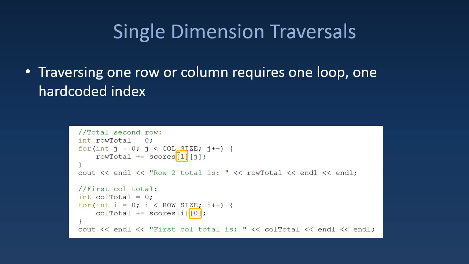If you only care about traversing 1 dimension, so I want to go through and only add up the numbers in the second row, then I'd need to visit every column, from 0 to the number of columns, in the second row. So the row index is always going to be 1. The first row is index 0, second row is index 1. If I want to add up everything in the first column, the column index is always going to be 0, and I just need to loop through every row and access column 0. For either one of those, I don't need a nested loop because I'm only going through 1 dimension.